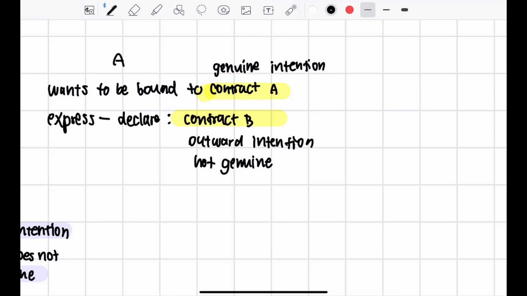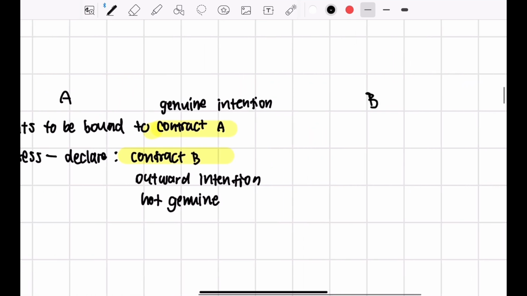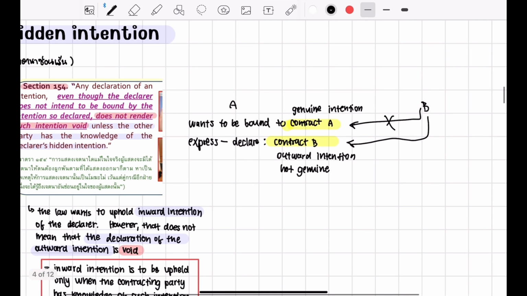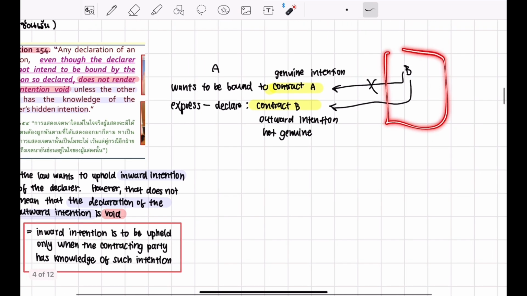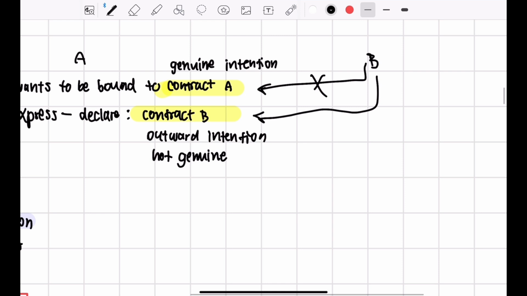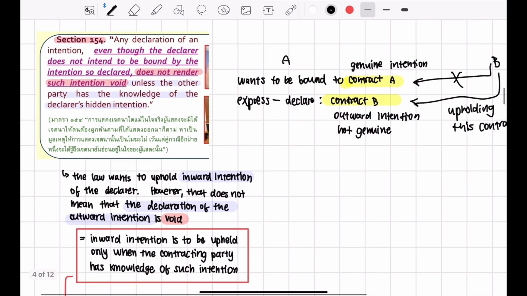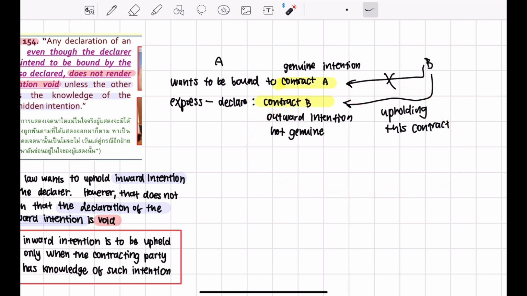But because A expressed contract B instead of contract A, if A is making a contract with B, B would understand that A wants to make contract B, not contract A. So even though the law wants to uphold A's genuine intention, because A only expressed his outward, not so genuine intention, the law has to protect the contracting party by upholding this contract instead. So even though A actually wants to be bound to contract A, it does not mean that the contract B will be void, because A only said things about contract B but not contract A at all.